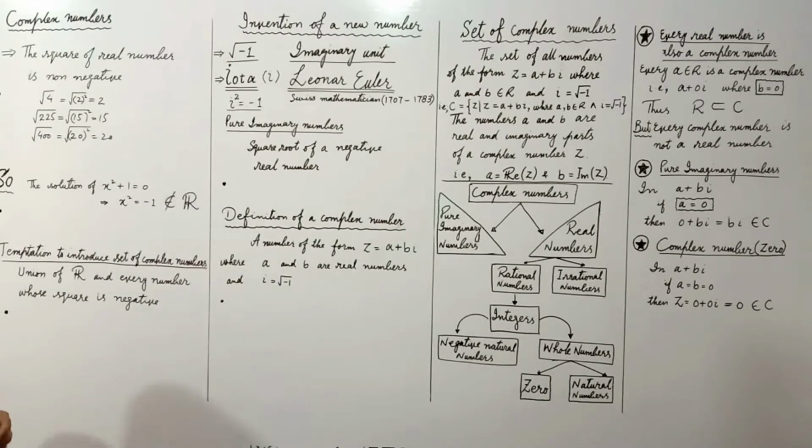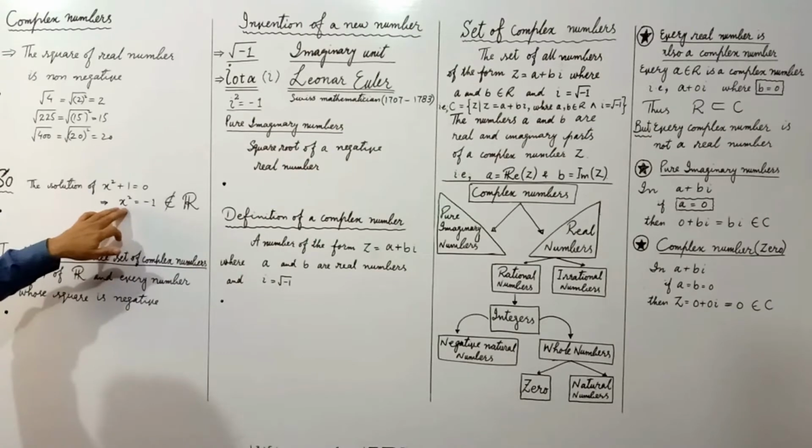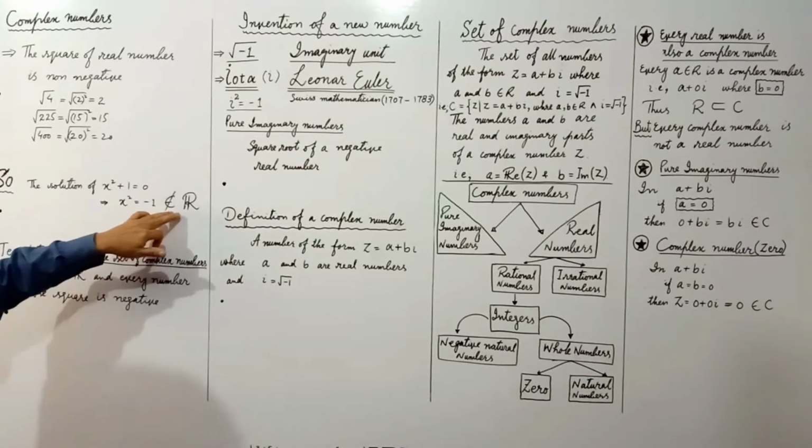So we come to know that the square of a real number is non-negative, but mathematicians face a problem, and that problem is that the solution of any such algebraic equation does not exist, because x squared plus 1 is equal to 0. It implies that x squared is equal to minus 1, which does not belong to the set of real numbers.